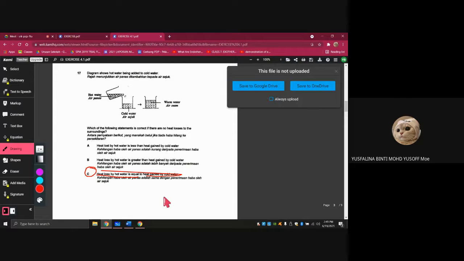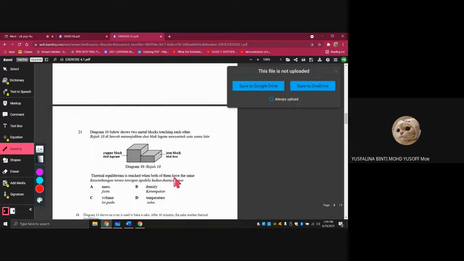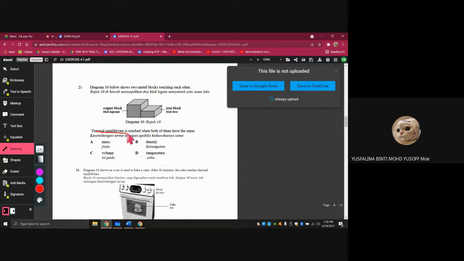Okay, let's move on to the next question. Thermal equilibrium is reached when both of them have the same temperature. Right, this one is easy.